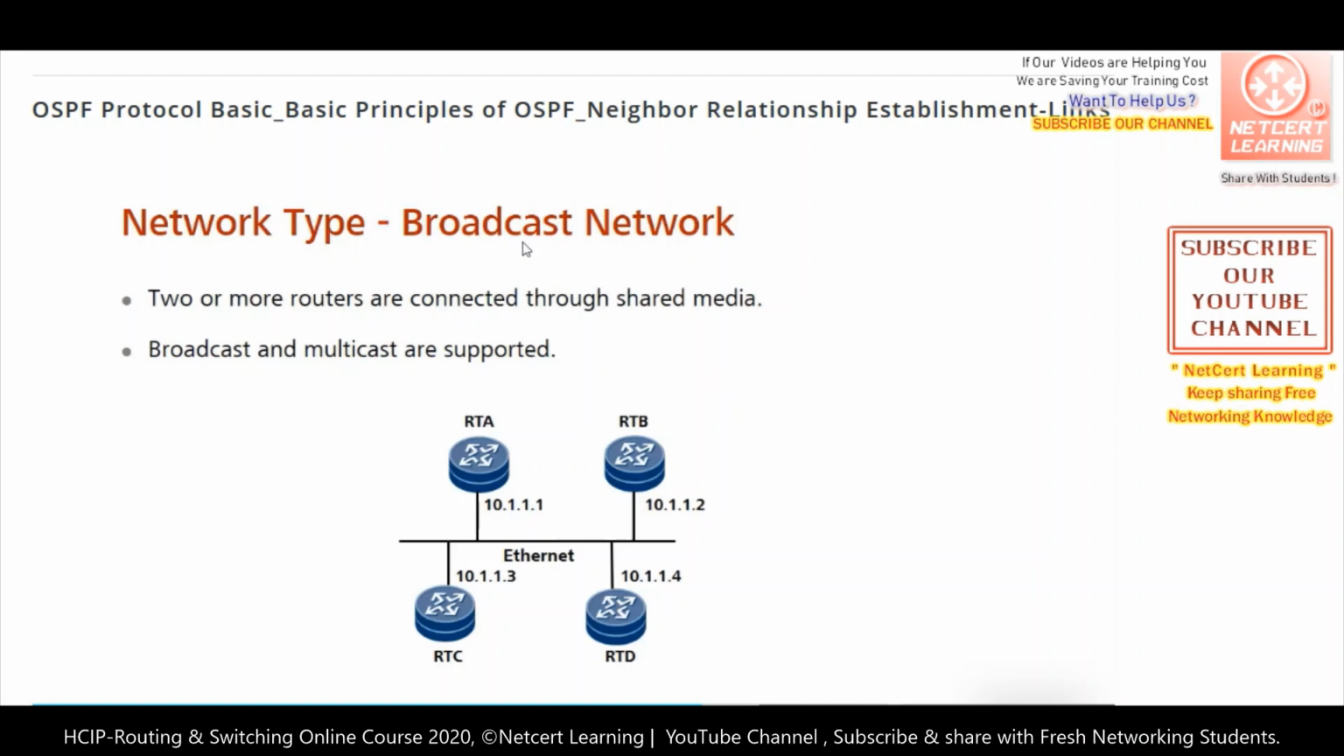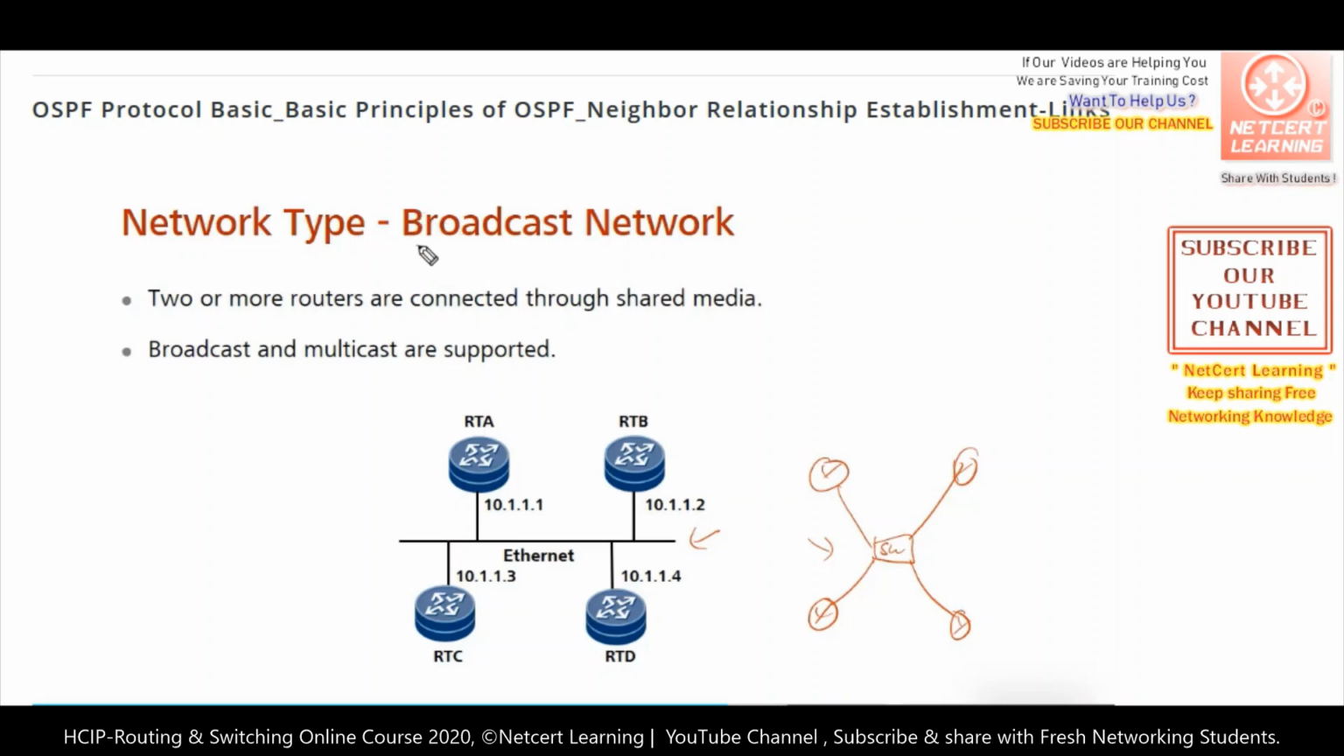Next, this is a broadcast network. This is the most common network you will see in the enterprise network. All these routers are connected through Ethernet, so they may have to connect through a switch. This is how it looks logically, but physically those routers are connected to a switch. So this is a logical diagram, and here we have a physical diagram.